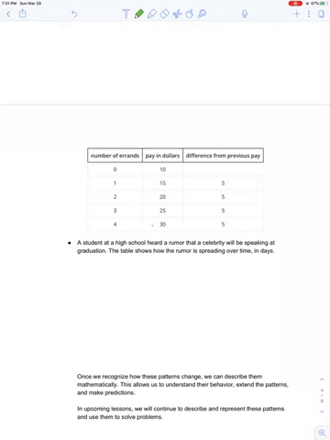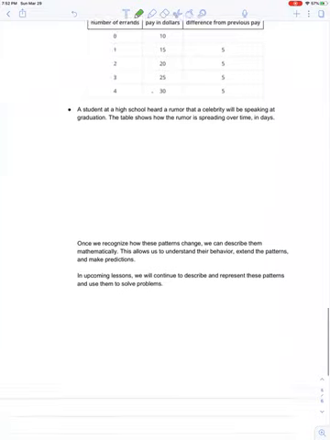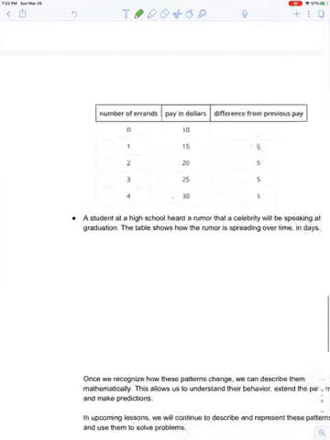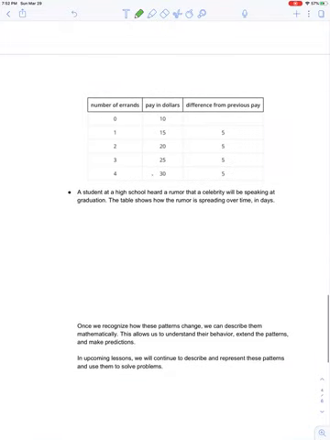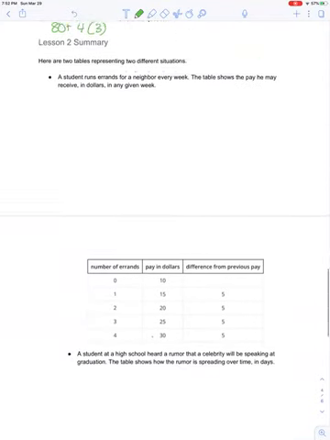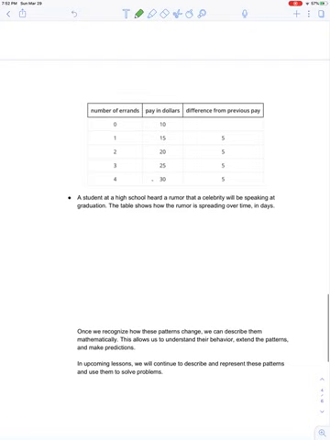A student at a high school heard a rumor that a celebrity will be speaking at graduation. The table shows how the rumor is spreading. Uh-oh, that table did not pick up on mine. I'll have to look. I'll look at y'all's before I post everything and make sure that table's on there.